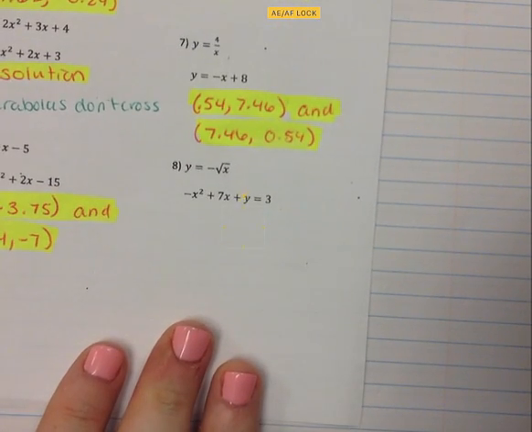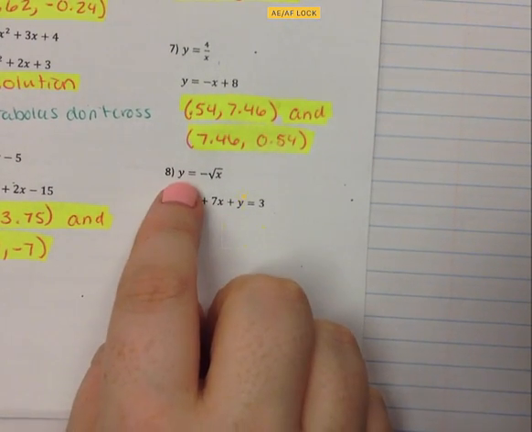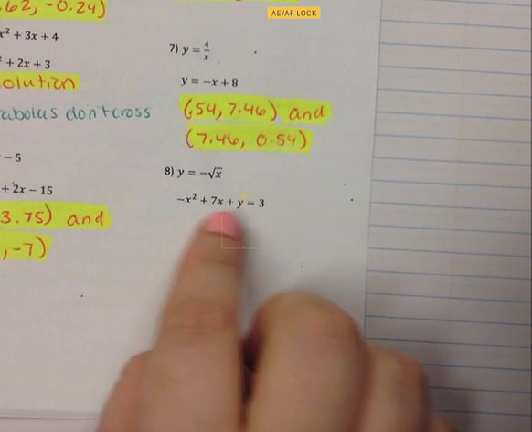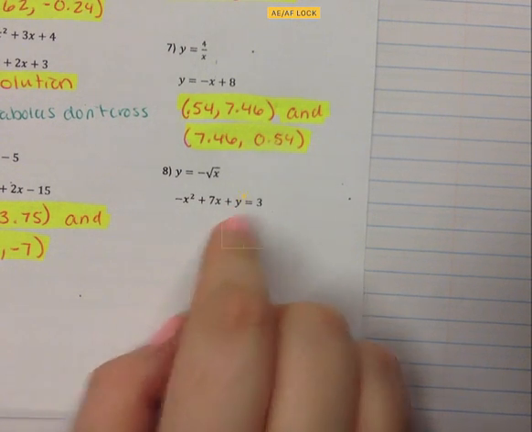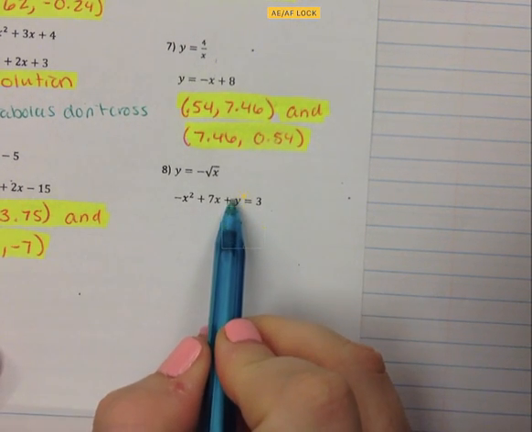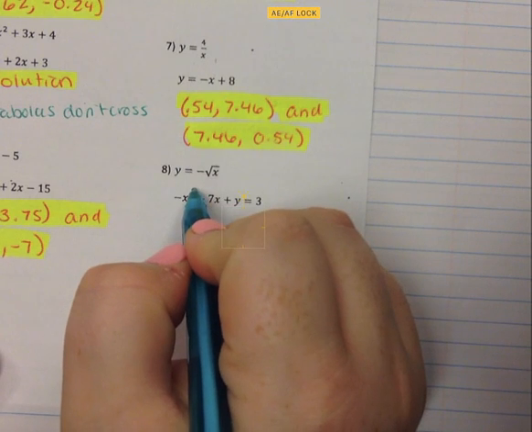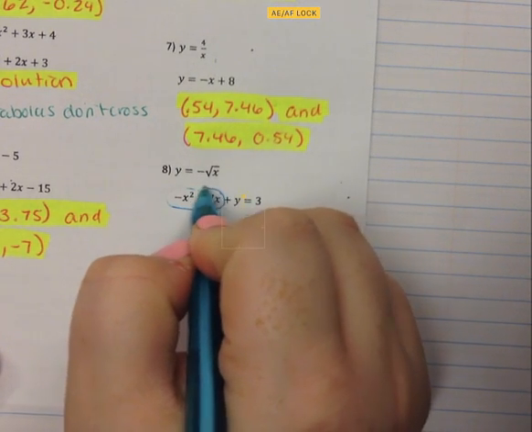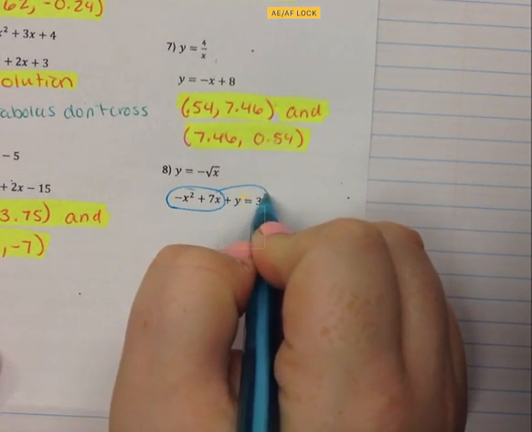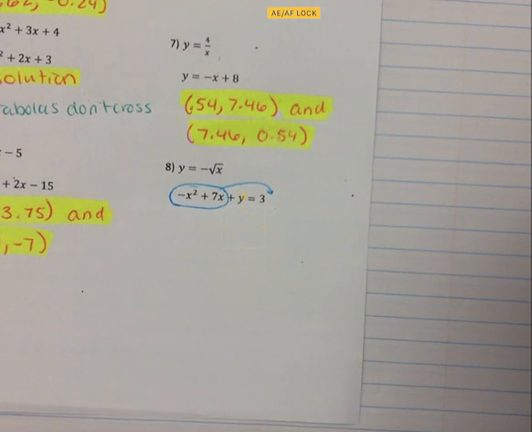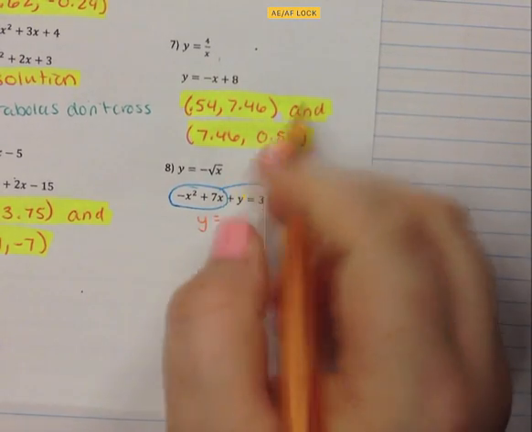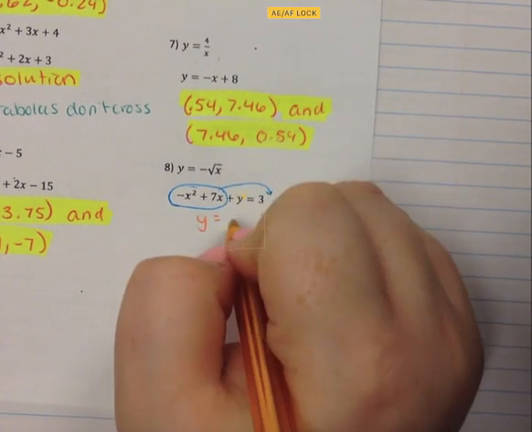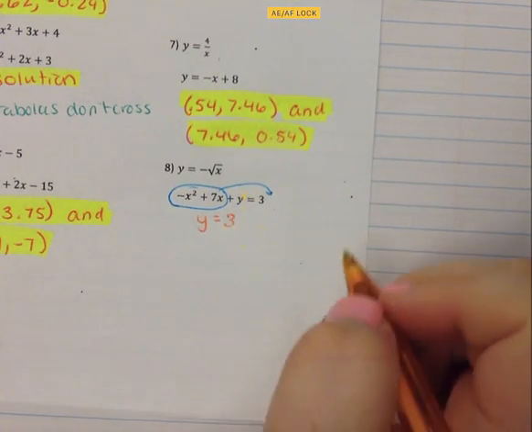And this last one on systems of nonlinear equations is y equals negative square root of x, and then we have negative x squared plus 7x plus y equals 3. Now, my y is not alone, but do you notice that there's nothing multiplied to the y? That means I just need to take all of this and move it to the other side by doing addition or subtraction. So when I rewrite this, I'm going to have y equals, I keep my 3 because I didn't have to change that.